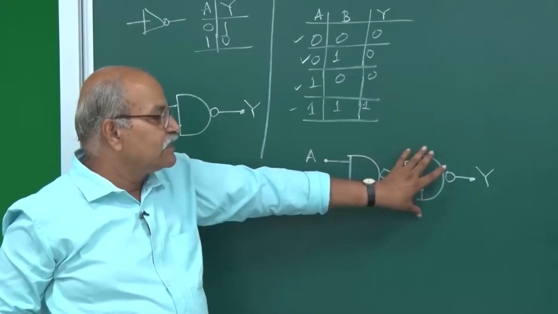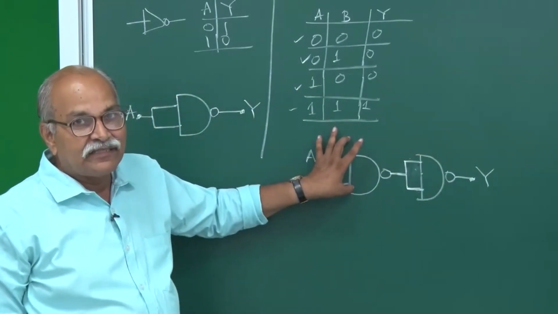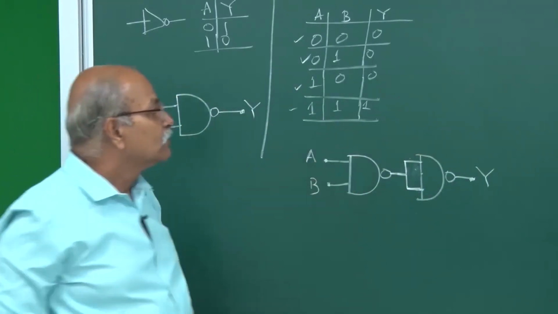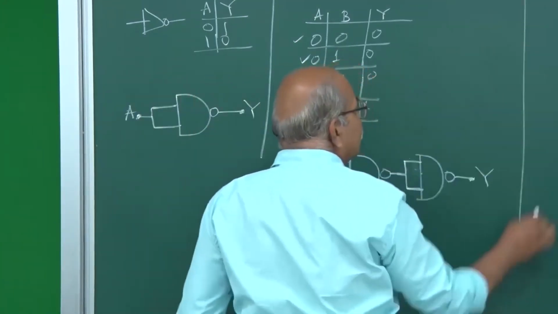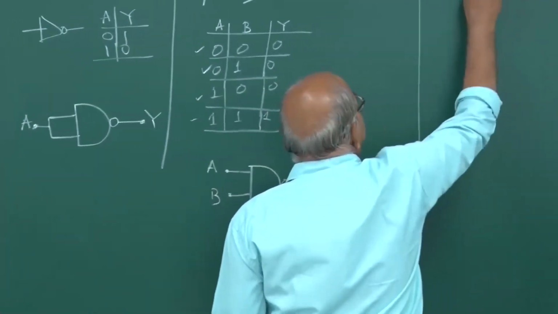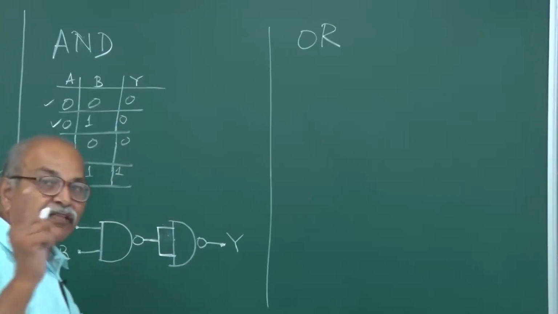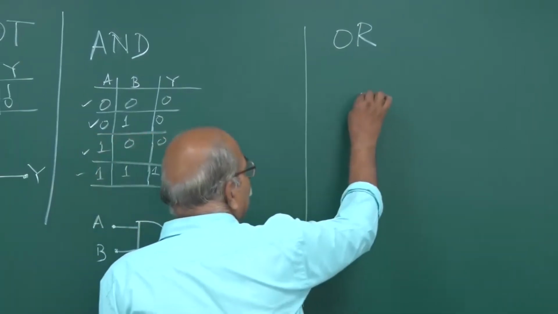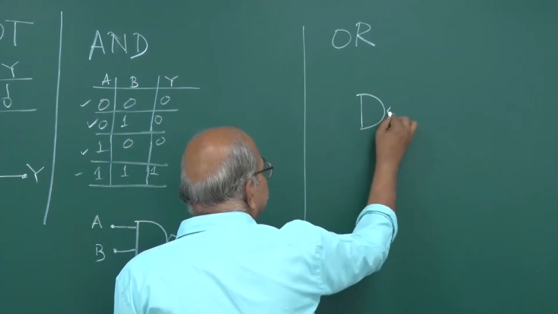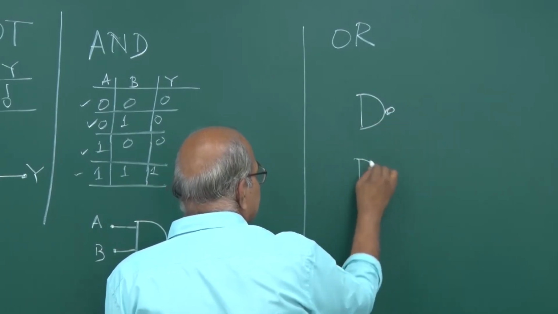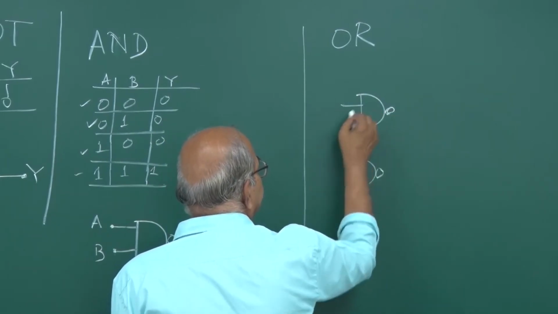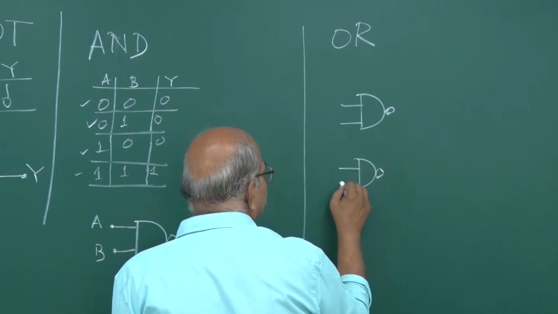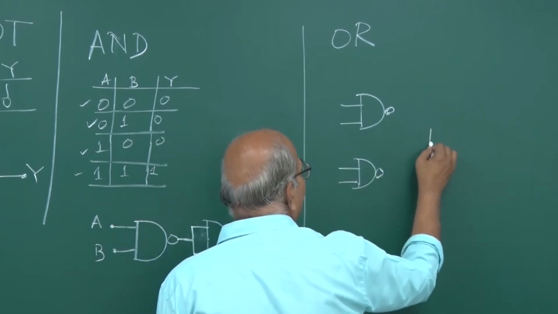With 2 NAND gates you can make AND gate. And then OR. Let us see how do I get OR gate. For this I need 3 NAND gates. One is here, 1 is here and 1 is here.